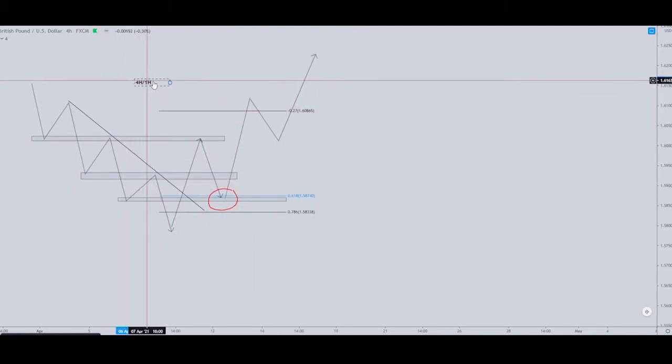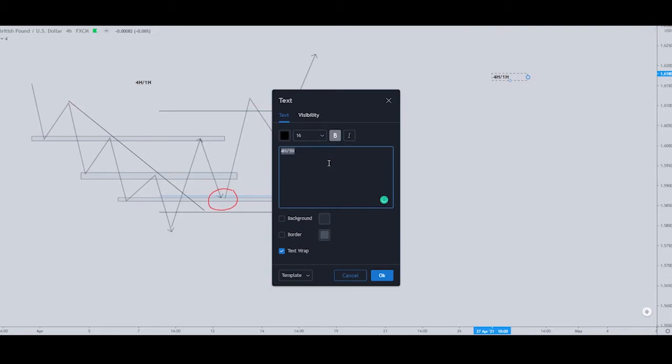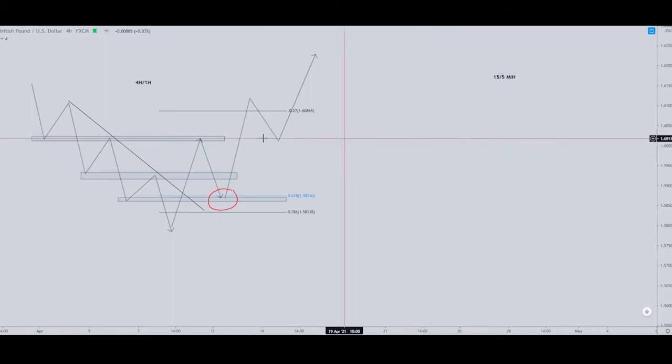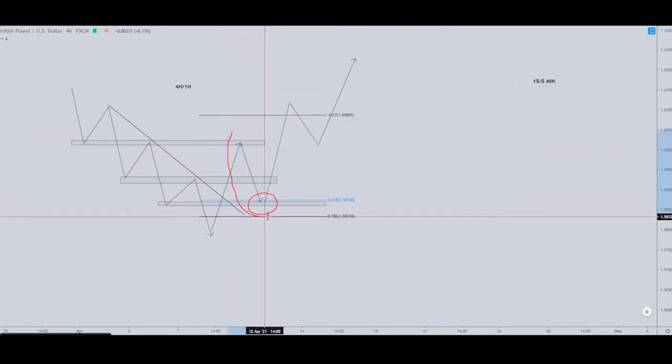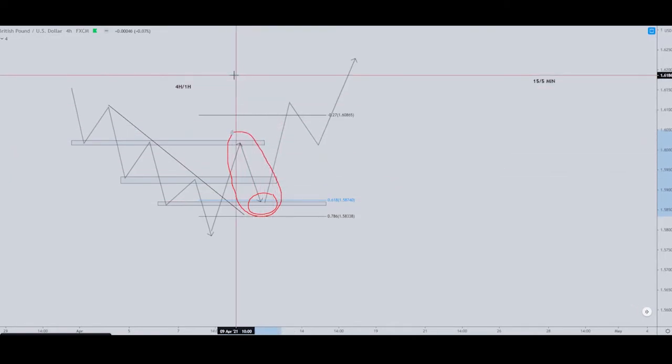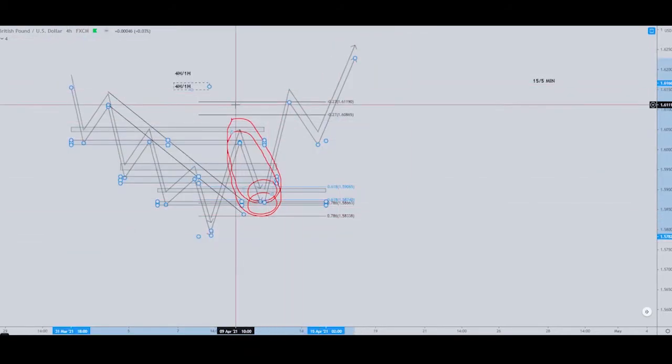So taking this example, let's say we are now on the 15 or the 5 minutes time frame. And let's take this zone over here, this downtrend, and let's copy paste this.